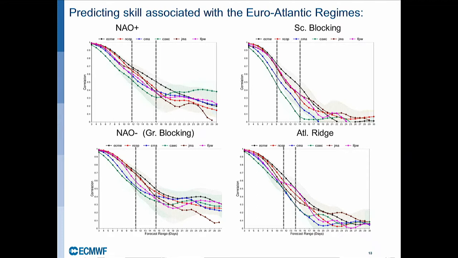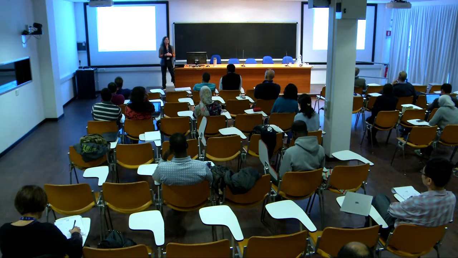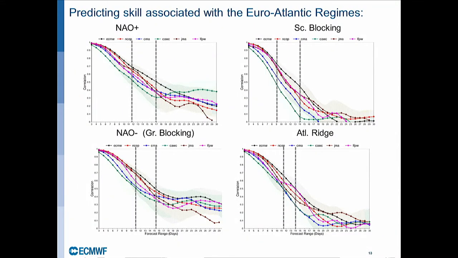There is quite a bit of range of variability among the models, but the black one is the European Centre. So I think this kind of result is encouraging.